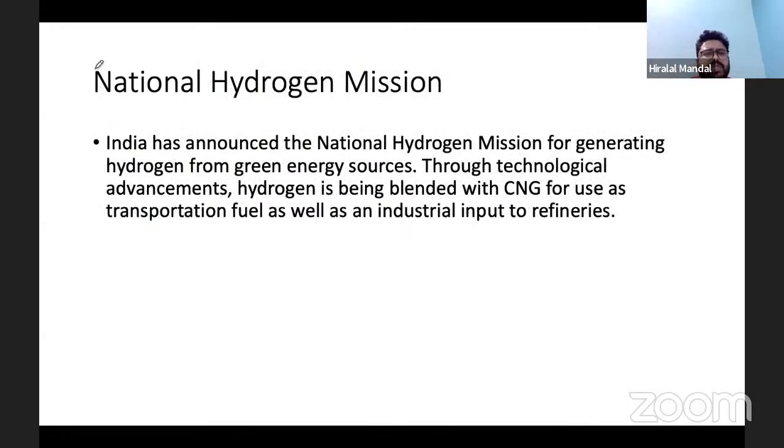Some of the missions which have recently been started by the government include, of course, the National Hydrogen Mission.